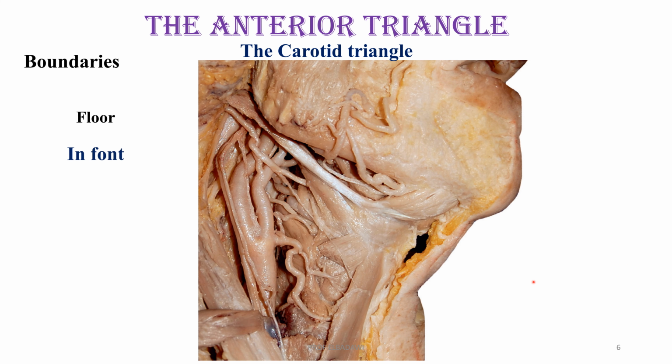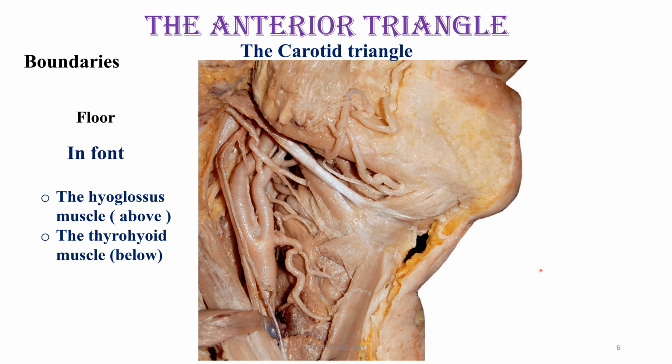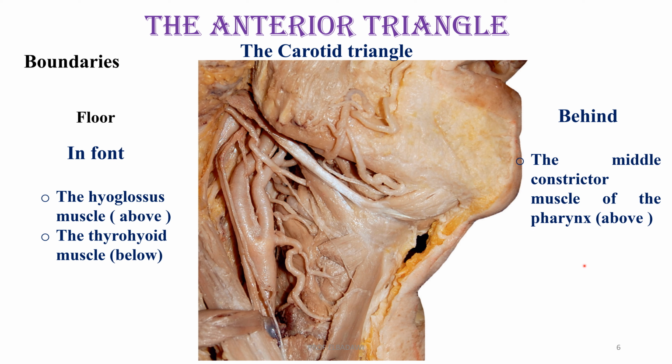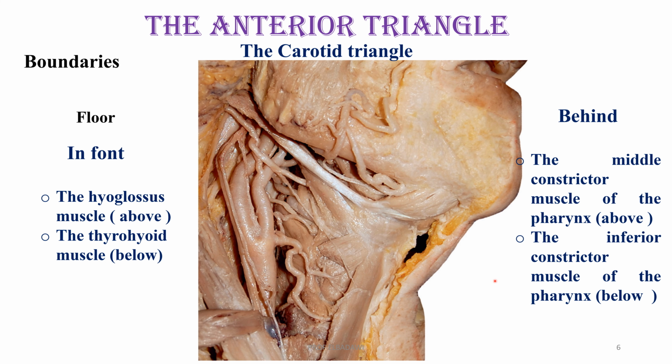So, to continue with the boundaries, the floor in front is formed by the hyoglossus muscle from above and the thyrohyoid below. Behind is the middle constrictor muscle above and the inferior constrictor muscle below. These are the boundaries of the triangle. That is the triangle here.